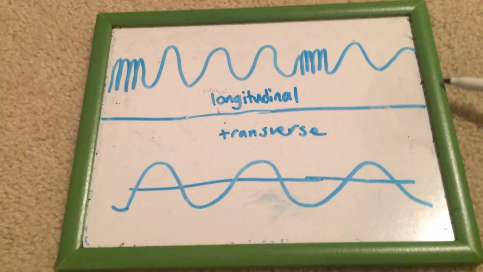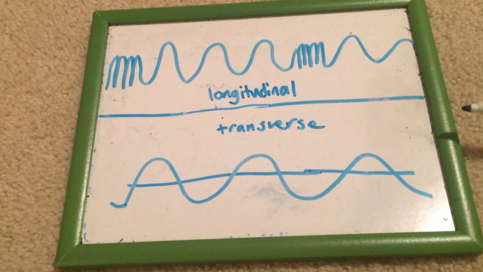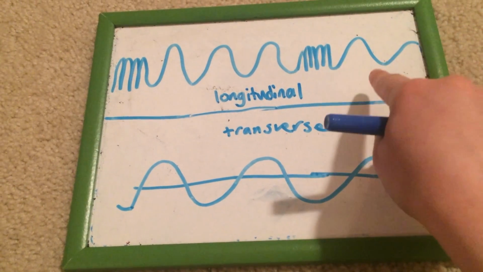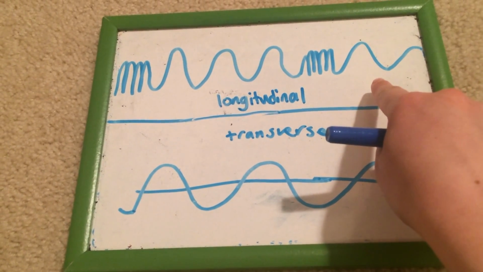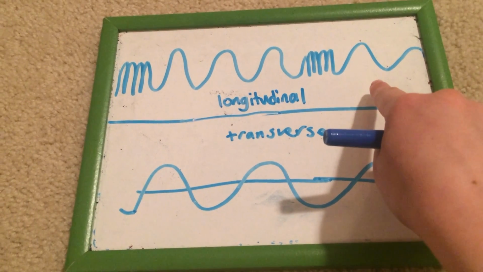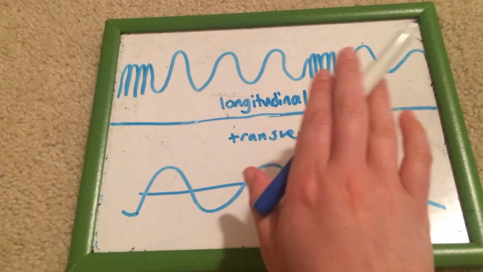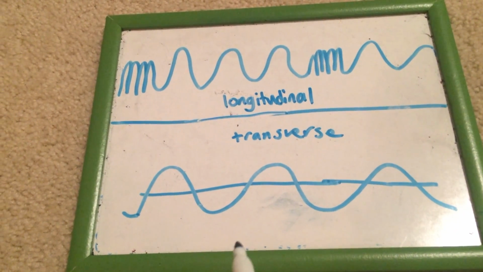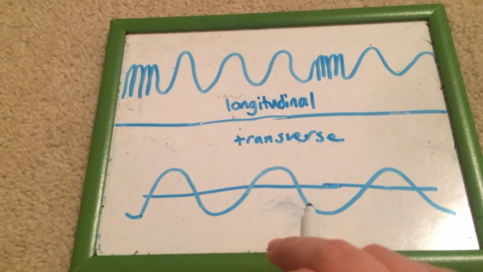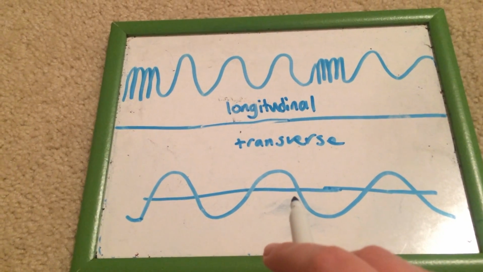Waves are divided into two main types, longitudinal and transverse. Longitudinal waves displace particles parallel to the direction of the wave's motion. The wave's particles do not move with the wave. They actually oscillate back and forth from their individual equilibrium positions.